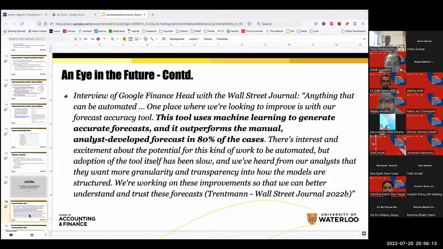And I'll just give you a few quotes to appreciate this. That was from an interview published in the Wall Street Journal. I think it was in the springtime, I forget the exact time. Interview with the Google finance head, talking about how machine learning is used to generate predictions, and they are more accurate than analyst-developed forecasts. Which means that an accounting student who knows machine learning does not need to rely on a data scientist. They can develop their own forecast if they know how to use this kind of tools.